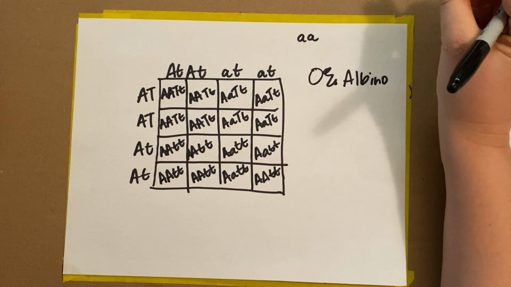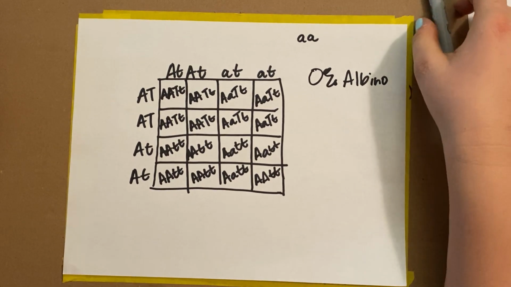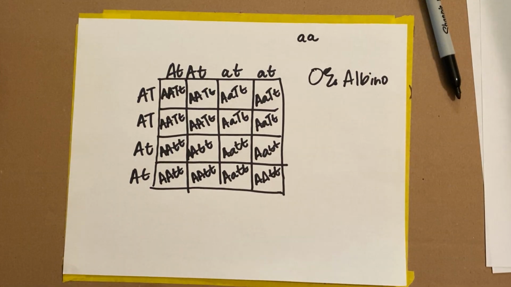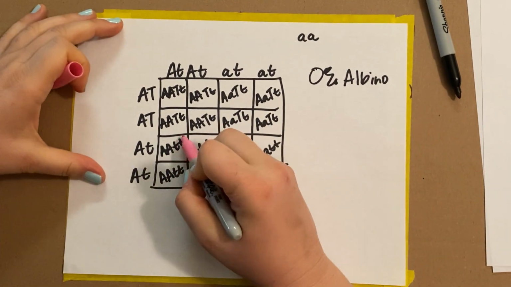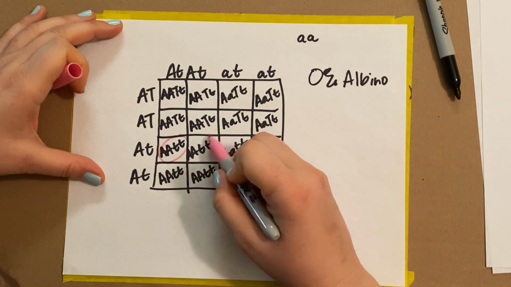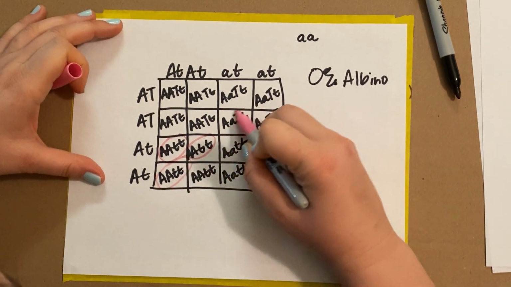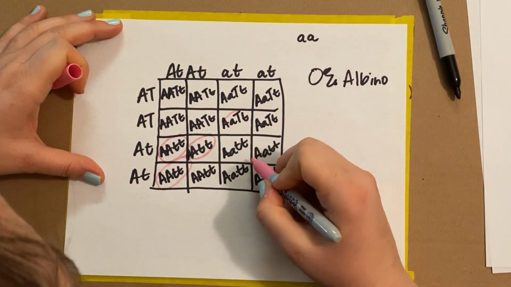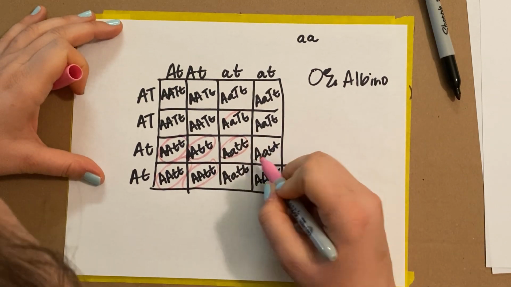Okay, and then it says what percentage of children will be non-tasters? So they're going to be the homozygous recessive. There are some of these, so I'm going to circle them. This is one. Actually, all of these. Oh no, that's not one. This is one. This is one.